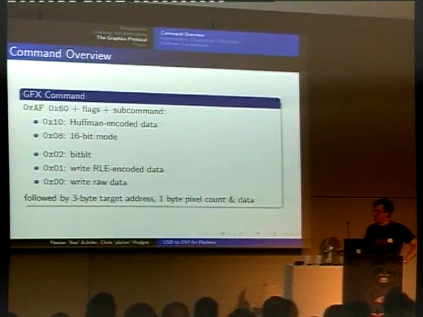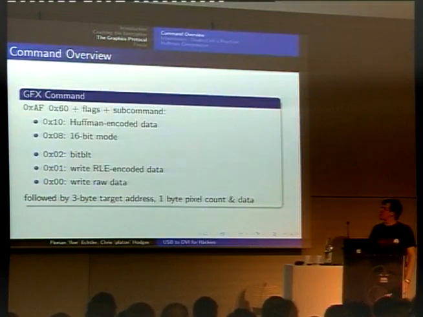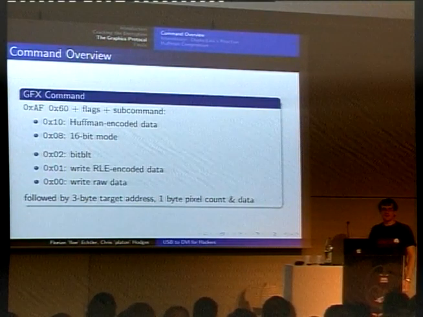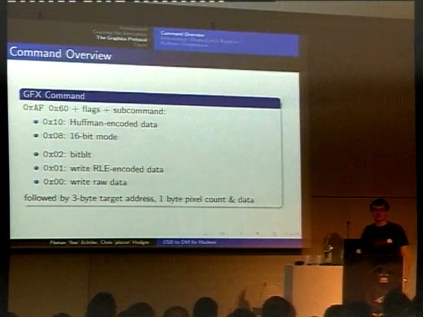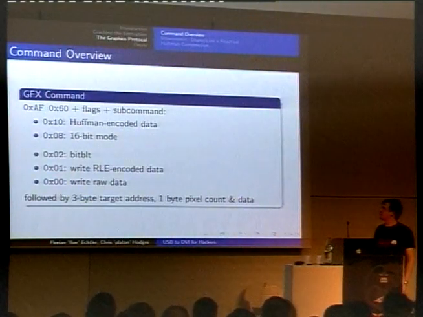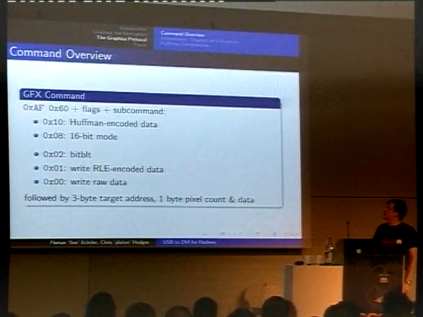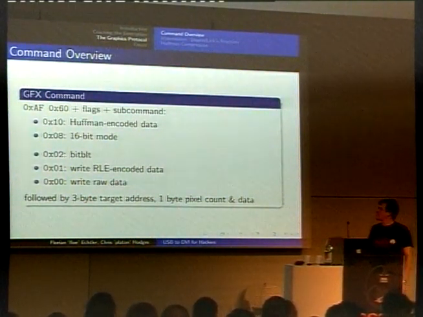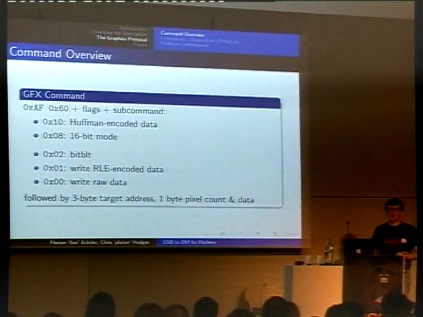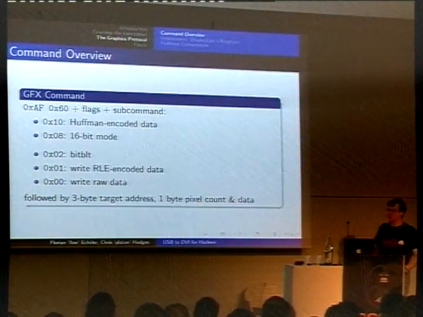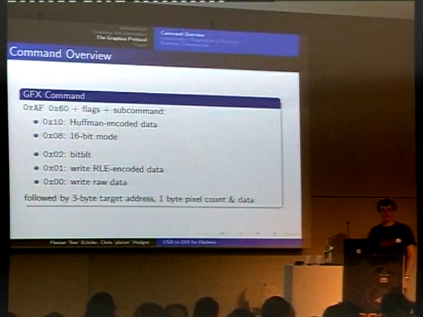You can write data in a certain RLE, run length encoded, not too efficient encoding, but this is, for example, used by the driver to clear the frame buffer. So for big runs of similar colors, this is quite efficient, in fact. And you can, of course, just write raw data to the device. And every one of these commands is followed by a 3-byte address and 1-byte pixel count. This is, in fact, quite important. This is not the count of bytes which follow, but it's the count of pixels which are, in the end, written to the frame buffer.